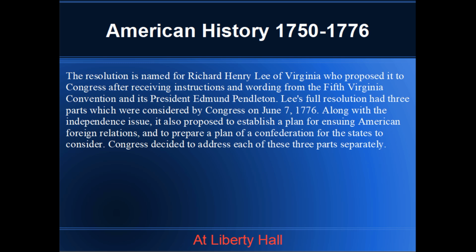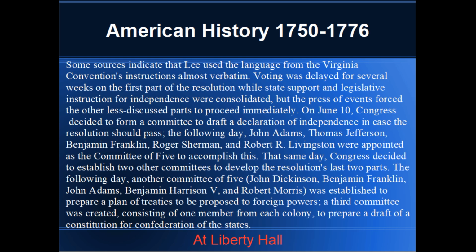Lee's full resolution had 3 parts, which were considered by Congress on June 7, 1776. Along with the independence issue, it also proposed to establish a plan for ensuing American foreign relations and to prepare a plan of a confederation for the states to consider. Congress decided to address each of these three parts separately. Some sources indicate that Lee used the language from the Virginia Convention's instructions almost verbatim.